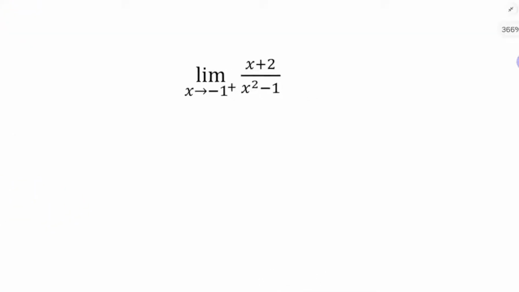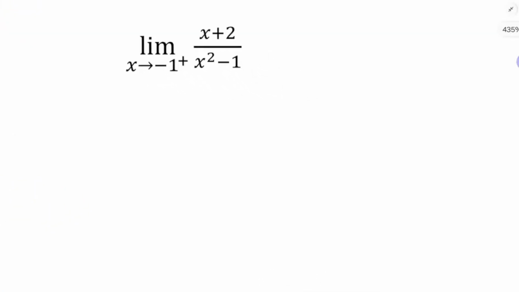Over here, as x approaches negative 1 from the positive side, I'm going to just draw the same diagram. I feel like I said that wrong. If we look at this and plug in x equals negative 1, I'm going to get 1 over 0. That's definitely a vertical asymptote.